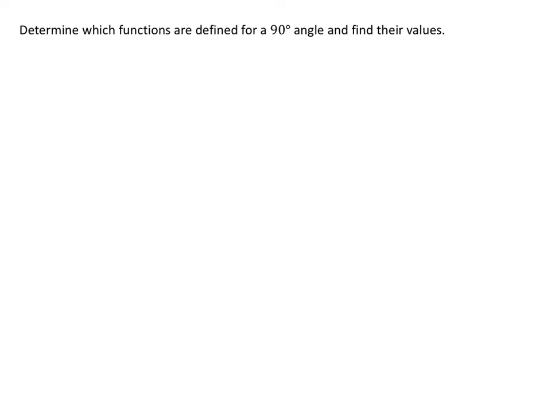Here we're asked to determine which functions are defined for a 90-degree angle and to find their values. Remember that a 90-degree angle is a quadrantal angle. There's my coordinate plane. Here's my initial side, my terminal side. I can select any point P on here. So if I select that point to be (0, 1), the R value would be the distance from the origin to my point. So R is equal to 1.